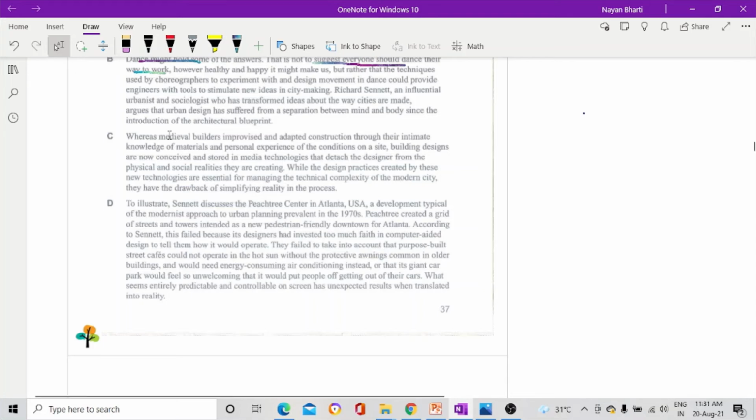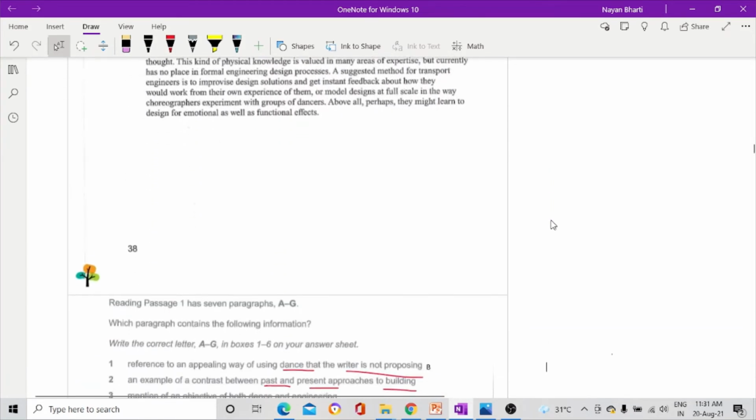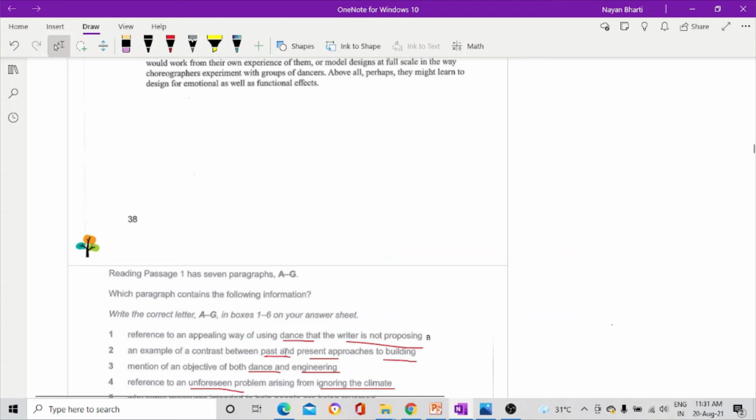Whereas medieval builders improvised and adapted through their intimate knowledge of material and personal experience, the conditions are now conceived, stored. Okay, so they are telling medieval means past, now means present, construction, buildings, right? Hope you can relate it now. An example of a contrast between past and present approach to the building. Yes. So this is going to be the answer.